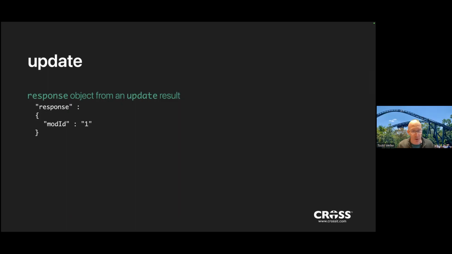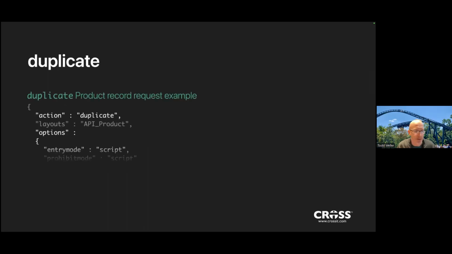And so the response that comes back is just the mod ID is 1 in this case because we've updated a record that was just created. And you'll notice it does not return the record ID because we already specified it in our request as to which one was going to be updated.